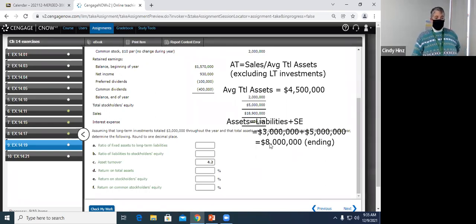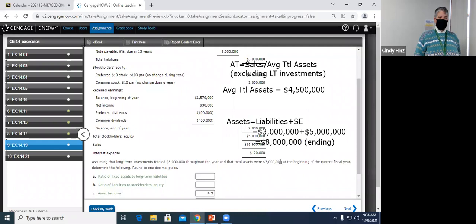So for the ending balance, that was 8 million minus the 3 million, so 5 million in productive assets at the end of the year. But it was 4 million at the beginning of the year, because it was the 7 million total minus the 3 million that are not being productive because they're just investments. Does that make sense? And so we had 4 million at the beginning, 5 million at the end, we averaged them together.